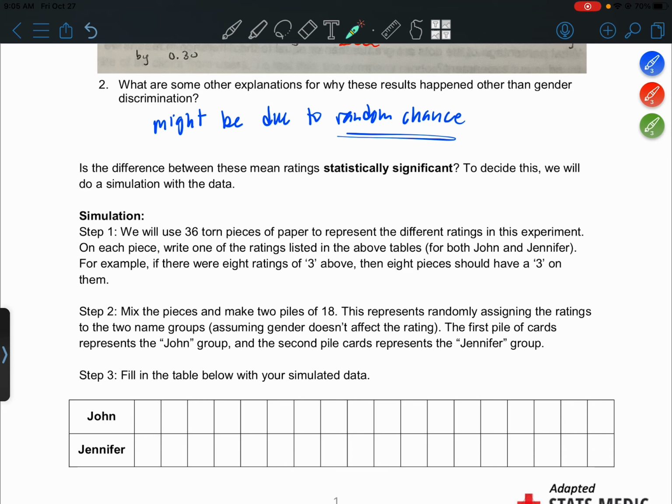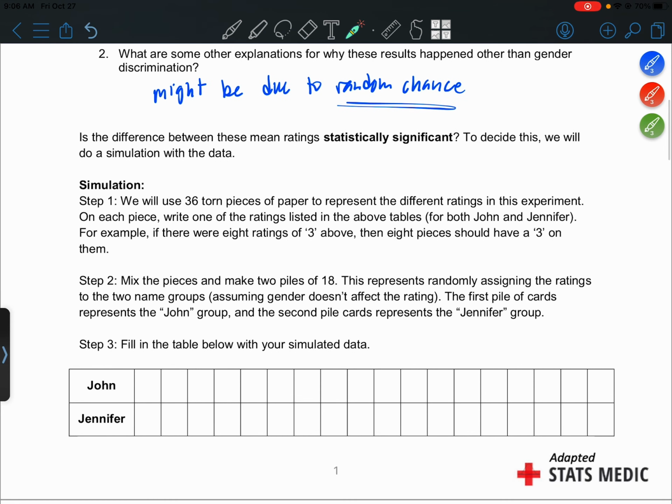Okay. So step one, we'll use 36 pieces of paper to represent the different ratings in the experiment. On each paper, we'd write one of those ratings listed at the top of the page. So for example, there were 8 ratings of 3, so we would write 3 on 8 pieces of paper. Okay. And then we're going to mix the pieces of paper up and make 2 new piles.